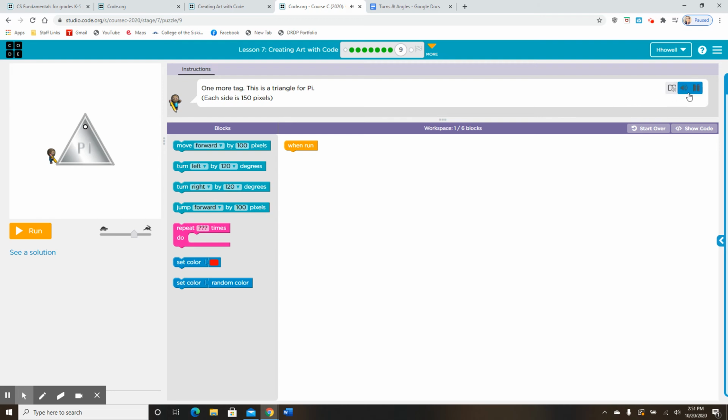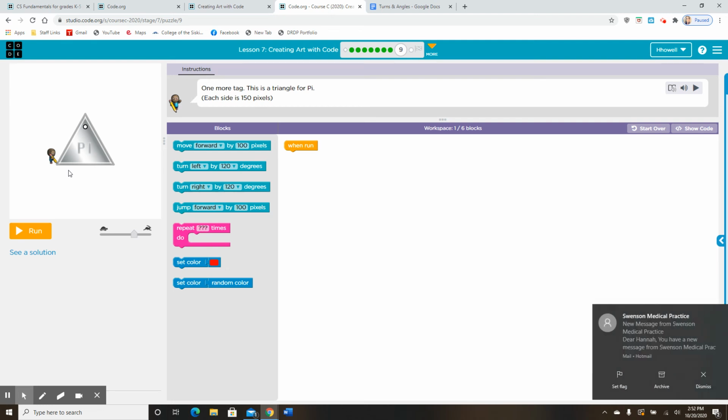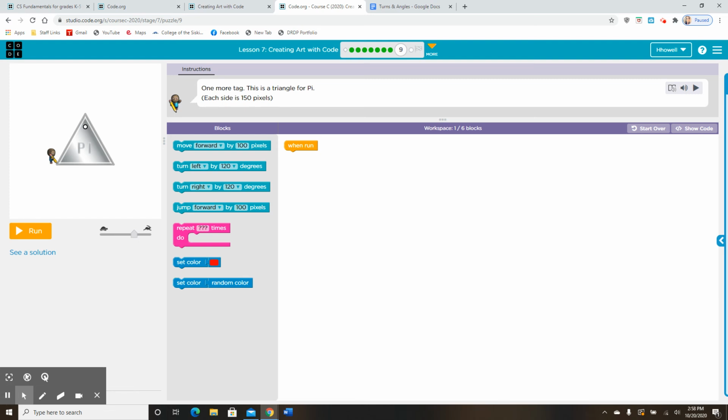One more tag. This is a triangle for Pi. Each side is 150 pixels. I'm confident you guys can mess around with the blocks enough to try to figure out this triangle. So we're going to pause and then we will come back and figure it out. Good luck. All right, guys. I hope you had fun doing that one and hopefully little Pi got his collar.